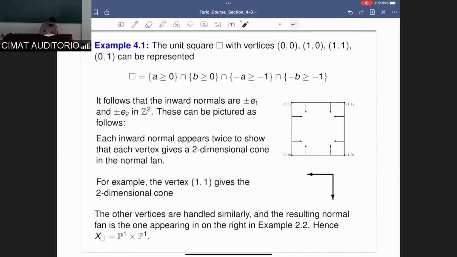The example is that we are going to take the unit square. In the case of the unit square, which is drawn over here, the vertices are (0,0), (1,0), (1,1), (0,1). That's one of the possible representations, the convex hull of those four guys. But also, we said that we have the other representation, intersection of some closed half spaces. Then one can see that we get the inner pointing normals giving us those.